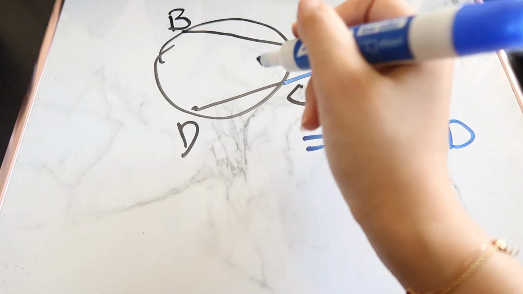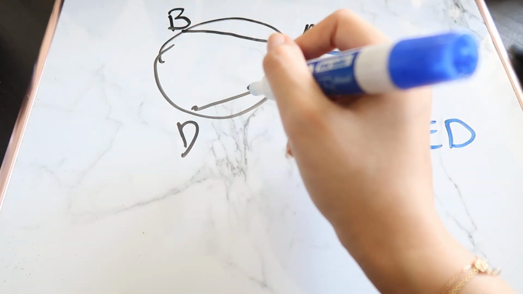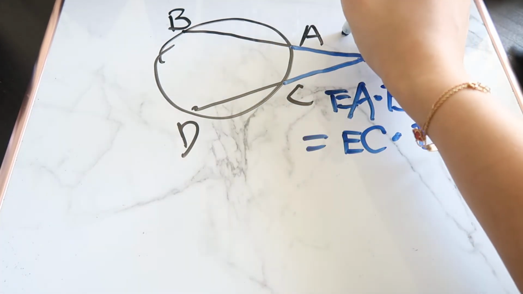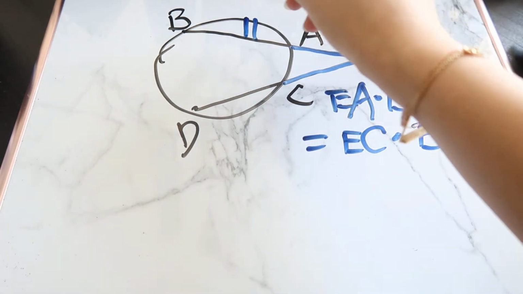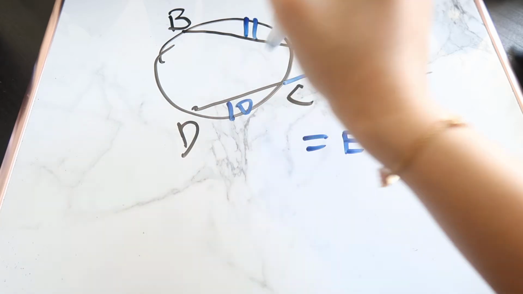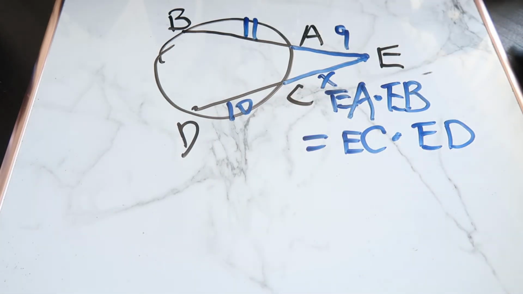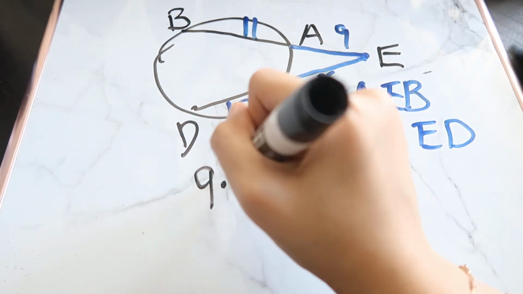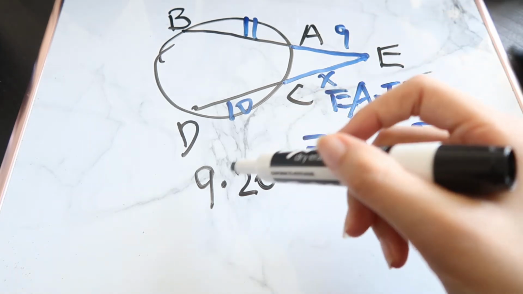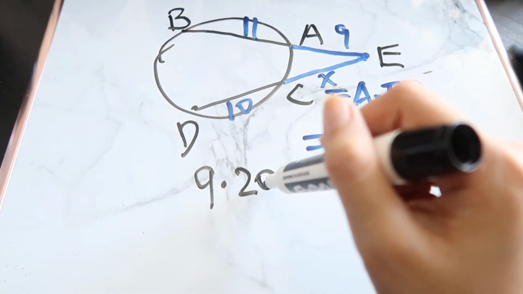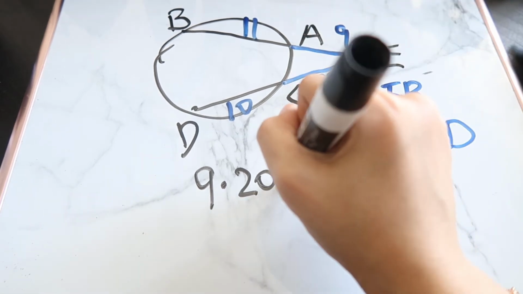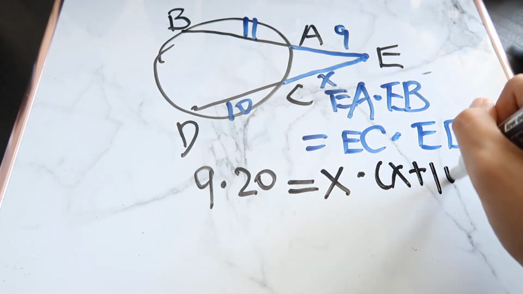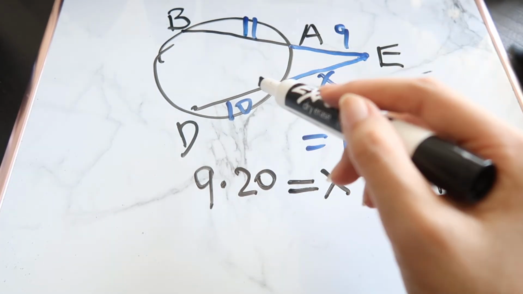Alright, actually, let's just start with the easier one. So let's say this is 9, this is 11, then this is x, this is 10. Let's solve this. You start from the top one. It's 9 multiplied by 20. Instead of 9 multiplied by 11, how do we get 20? It's 9 plus 11, which is 20. And then it equals x multiplied by x plus 10. So keep in mind, you have to add them up.